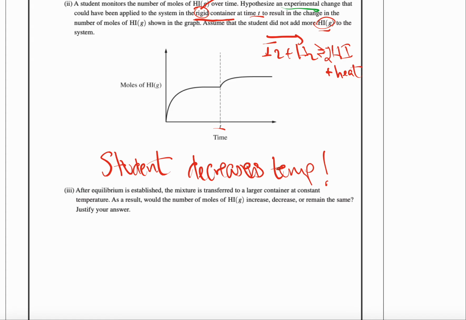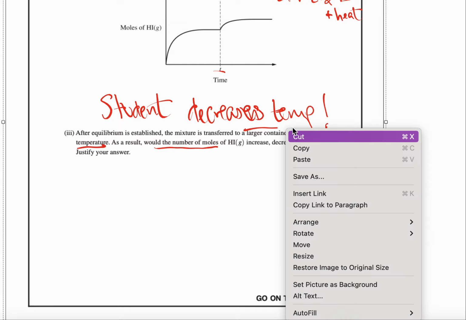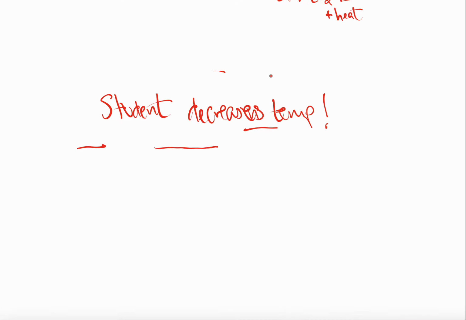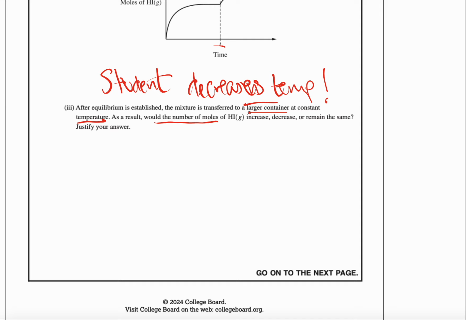Okay. So now, after equilibrium is established, the mixture is transferred to a larger container at a constant temperature. Okay, temperature, not messing with that. As a result, will the number of moles increase, decrease, or remain the same? So, okay, larger container. Larger container, what does that mean? That means larger volume. So I'm just going to make a note here.